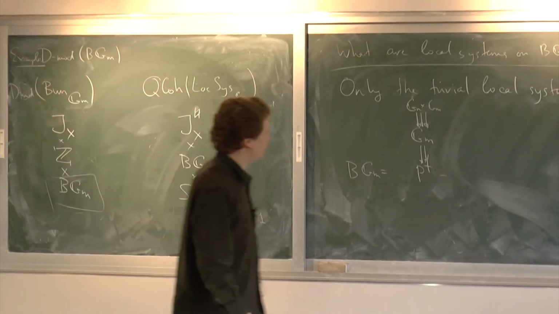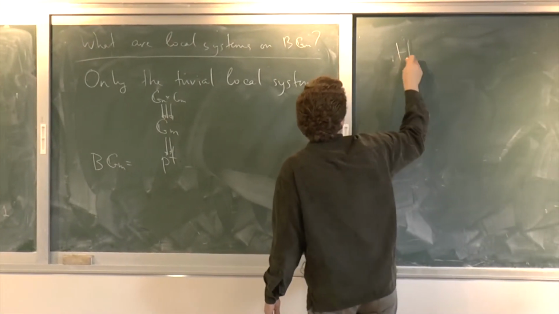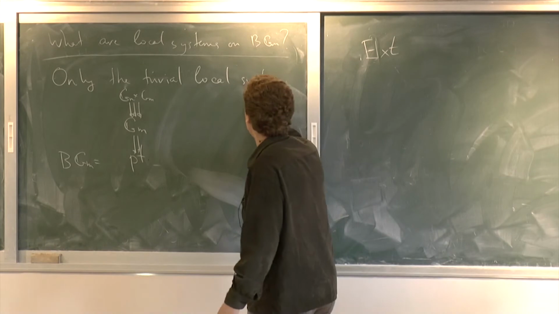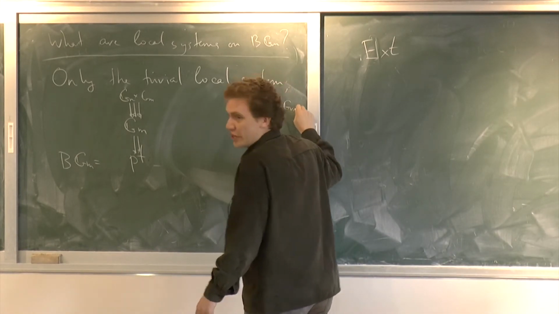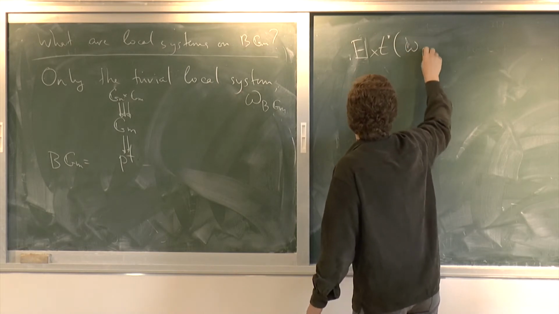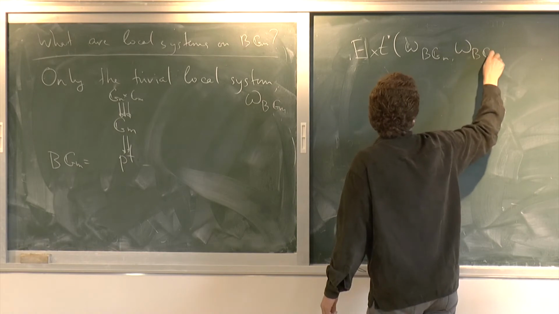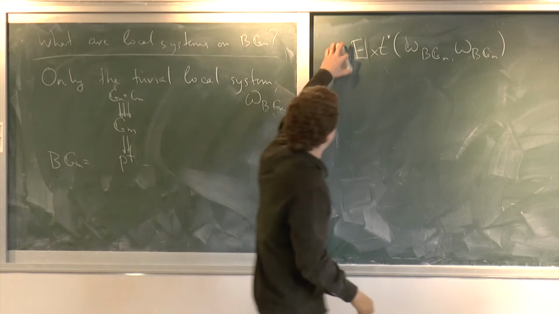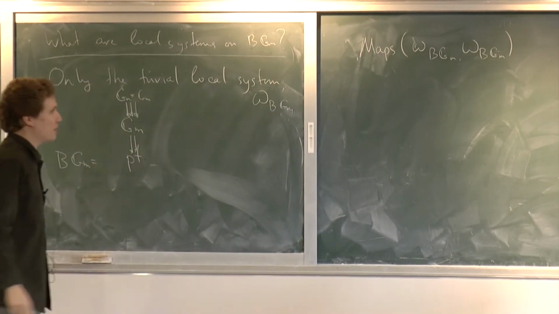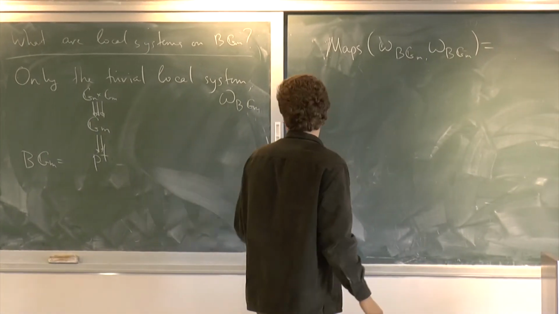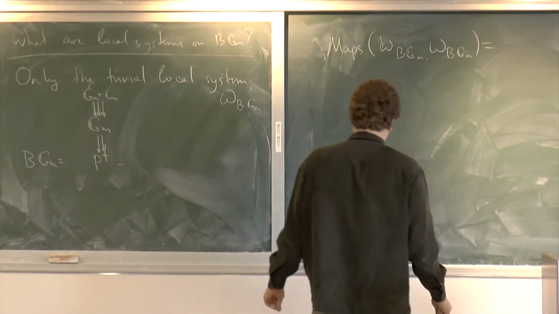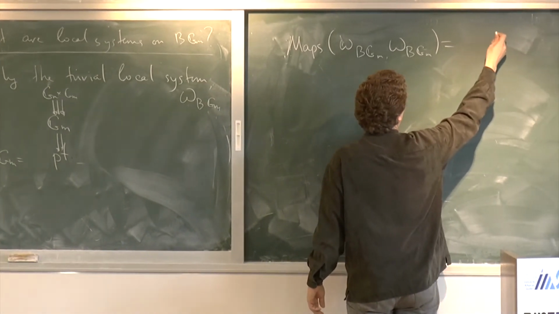However, there is still something interesting going on. By the way, if we're thinking of D modules as right D modules, I should probably denote this local system by omega BGM. So I'm still supposed to look at Ext from this omega BGM to itself. Let's look at maps, as a DG vector space, a complex of vector spaces. In other words, this is just the cohomology of BGM.